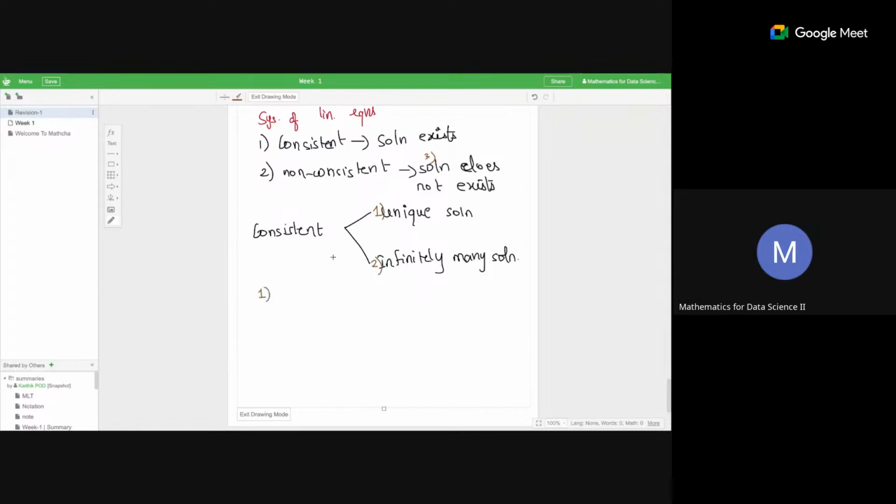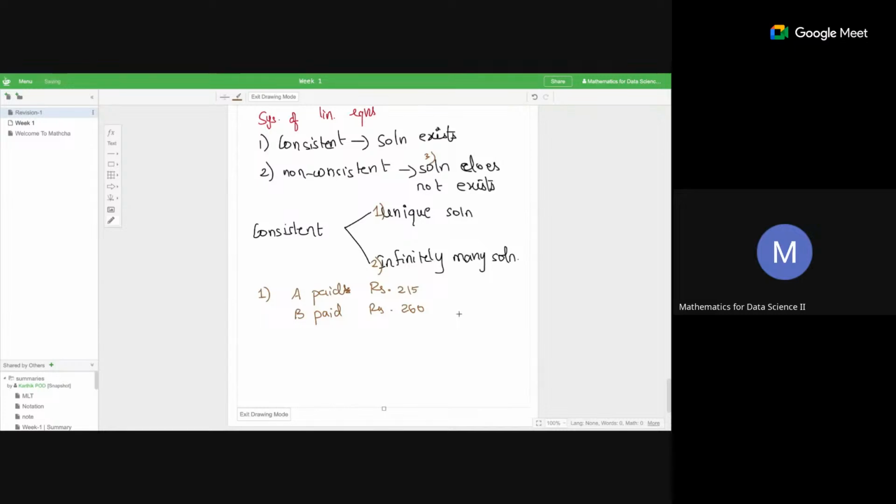So let us look at the example for this. Suppose a person A paid rupees 215 and B paid rupees 260 for some product. They are paying some amount, and we want to find the price of each item using this data.